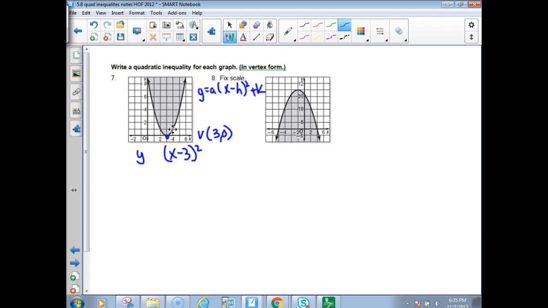This thing's going up 1, right 1, or up 1, 2, 3, 4, right 2, so it has an a value of 1. And it's shaded above the graph, and it's solid, so I'm going to call this a greater than or equal to. All right, the a value is 1 because it went up 1, right 1 to get to the first points. See right there, up 1, left 1, or up 4, right 2. Okay, so that's why a was 1.